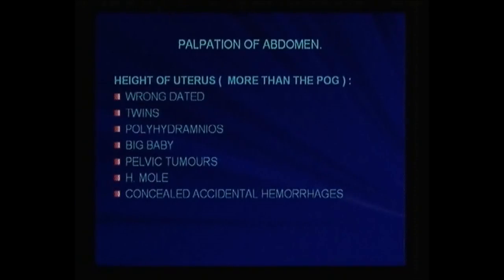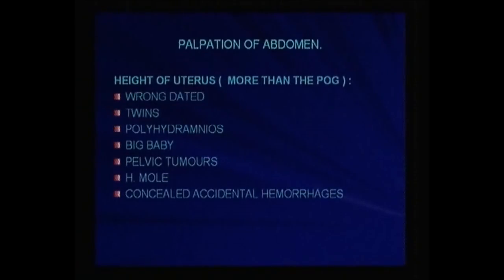Now, just evaluating the reasons why the height of the uterus may be more than the period of gestation. The pregnancy may be wrongly dated. The patient may be wrong about dates, and therefore in the history, as already emphasized, it is important to find out the last menstrual period, any antenatal or an ultrasonic assessment done in the first trimester, which would be very important in dating this pregnancy and managing it.